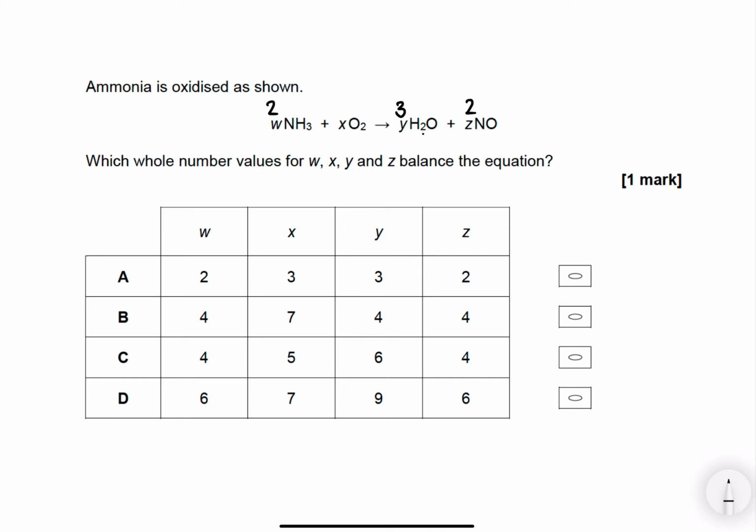If you now add the oxygens up on the right, you've got 5. And if you then do the oxygens on this side, you get 5 over 2. Now it says whole numbers, so this would be 4. If I double everything, 5, 6, 4, which is answer C. So I've done it one way, that way.